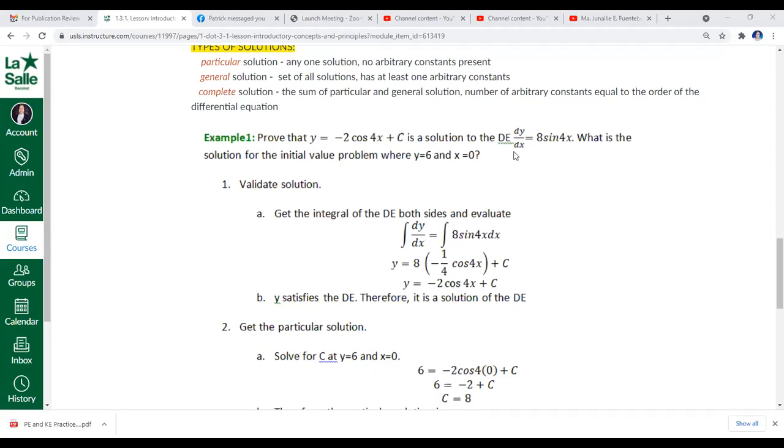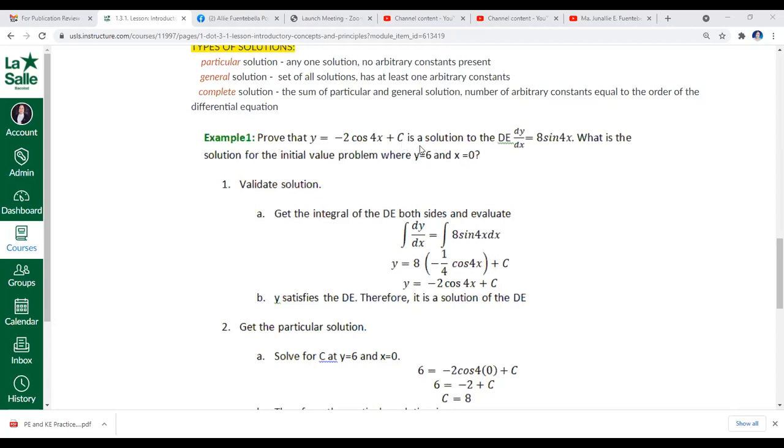A differential equation, class, like this one, dy/dx equals 8 sine 4x, is an initial value problem if it is provided with a condition. We call this a condition because it says here that when x is 0, y is equal to 6. This initial condition makes this particular differential equation an initial value problem. At the same time, this initial condition allows you to determine the arbitrary constant c of its solution. That way, from a complete solution or from a general solution, you will get what we call a particular solution.